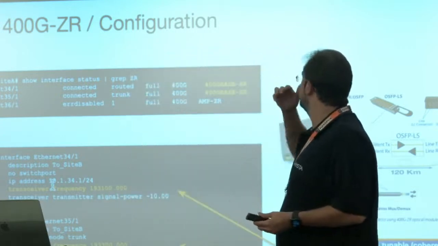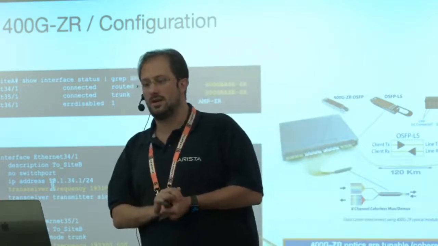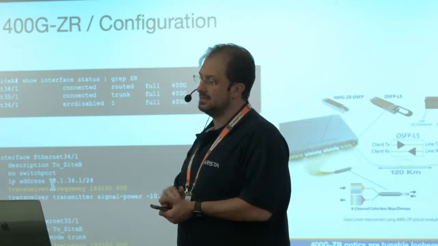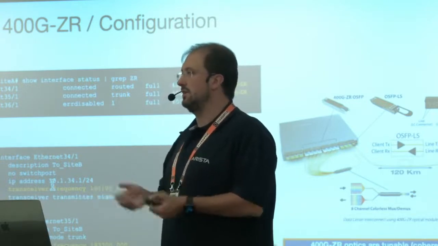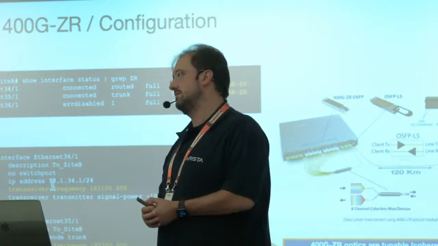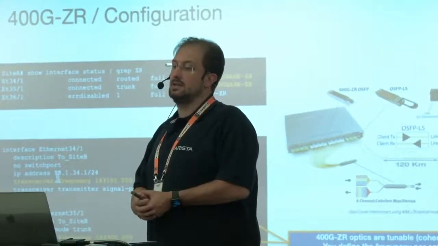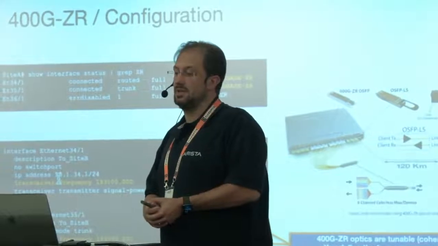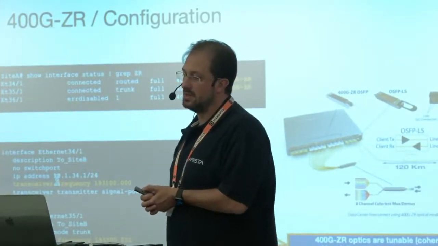So on the top left side, you could see the output of a switch. We had two ZR optics in there. We had the amp plugged in there. The amp, we only get digital transceiver details, and the ZR optics are detected as regular 400 gig optics.